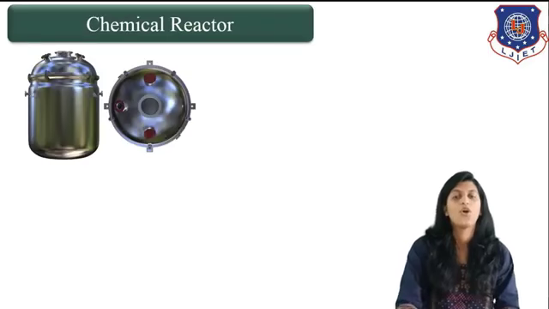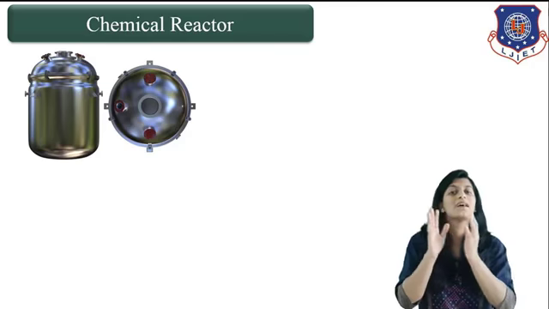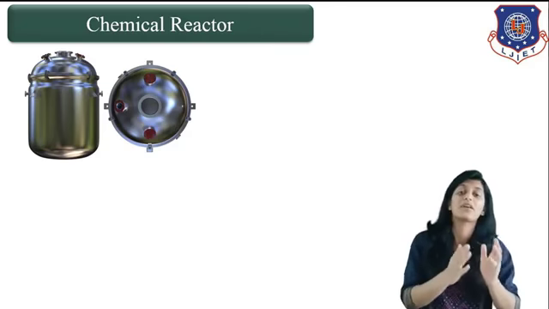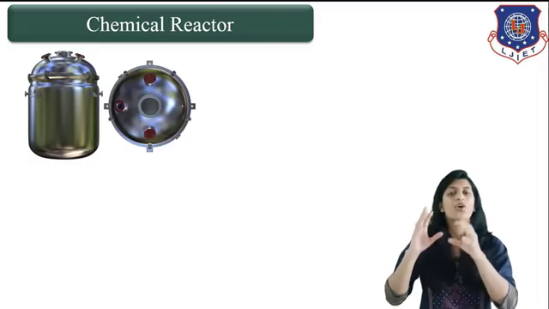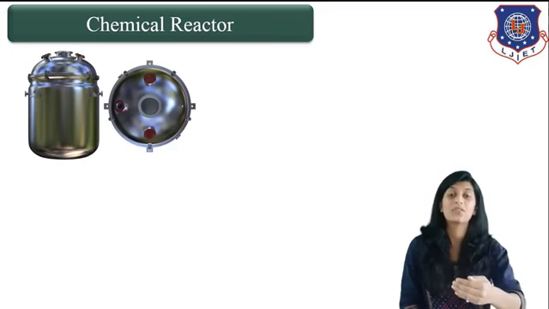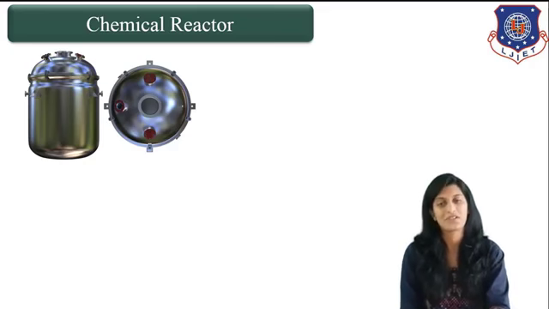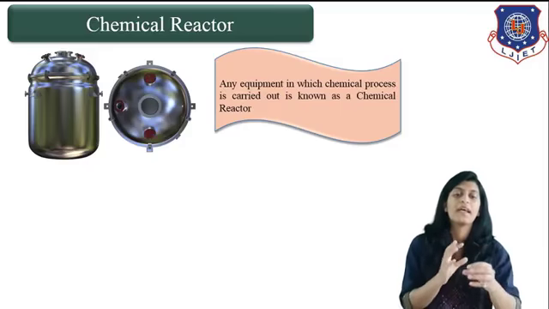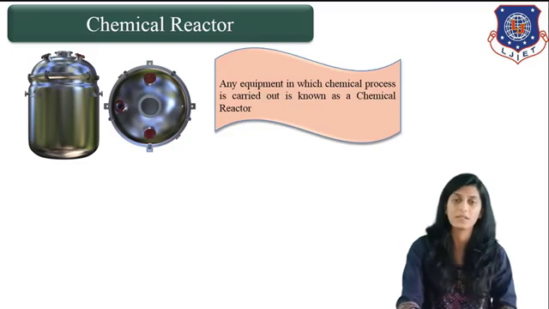Now, so what is chemical reactor? We know what is reaction, we know what is chemical process. Now coming to what is chemical reaction, where do these reactions take place, right? All the reactions or all the chemical processes take place in a reactor, and those reactors are known as chemical reactors. So this is one of the reactors, which is a batch reactor, right? So any equipment in which a chemical process is carried out is termed as chemical reactor.